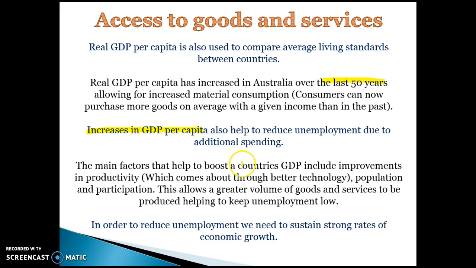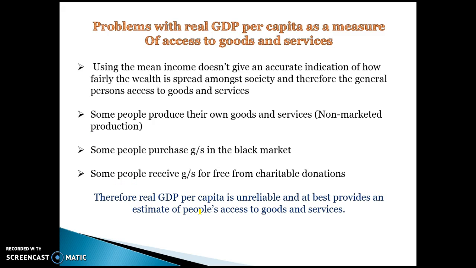The main factors that help to boost a country's GDP. So the best way that we can boost our GDP are sort of supply side things. So boosting productivity, which can come about through better technology, or by increasing participation in the workforce. Because if more people are participating in the workforce, what that leads to is more people generating a factor income, and therefore helps to boost growth and allows us to produce more goods and services. So in order to reduce unemployment, we need to sustain strong rates of economic growth to boost GDP per capita and therefore boost people's purchasing power.